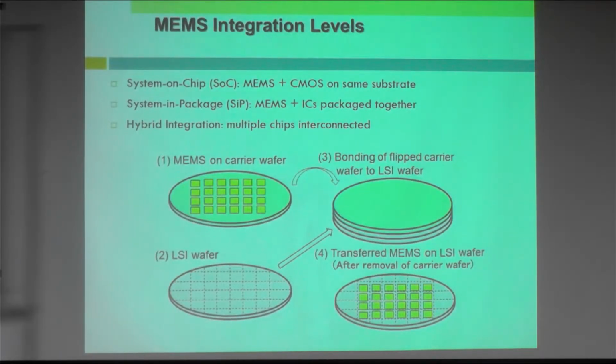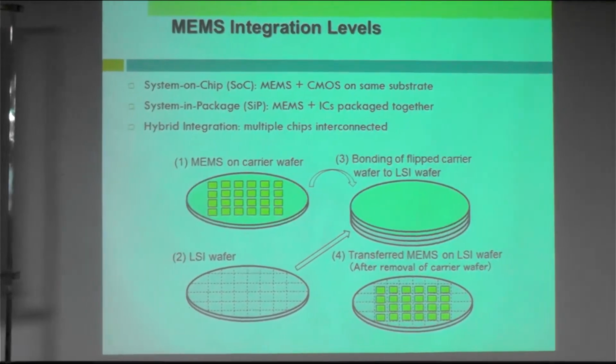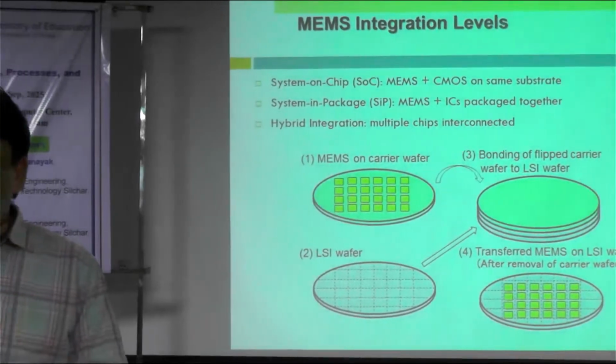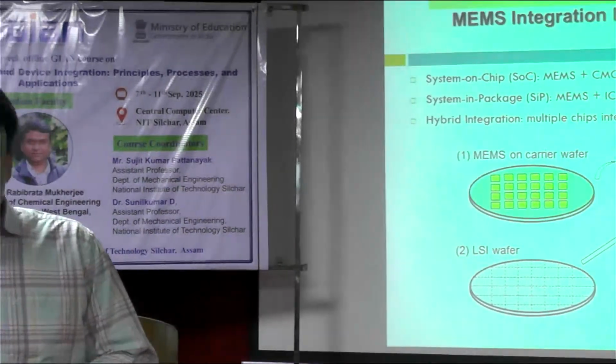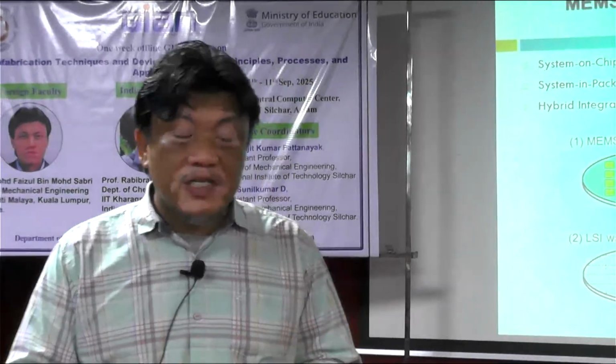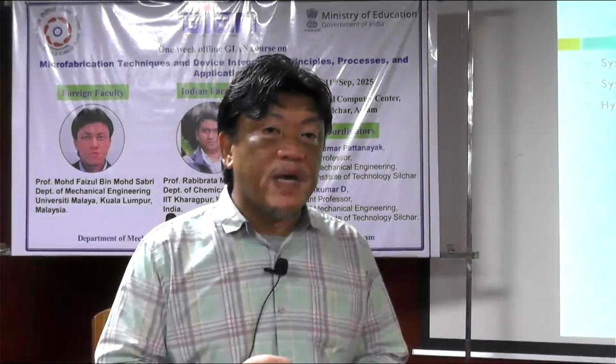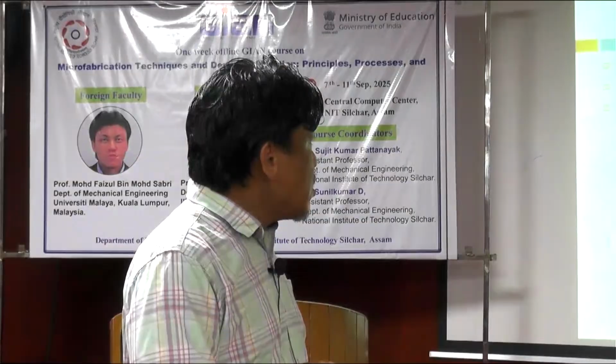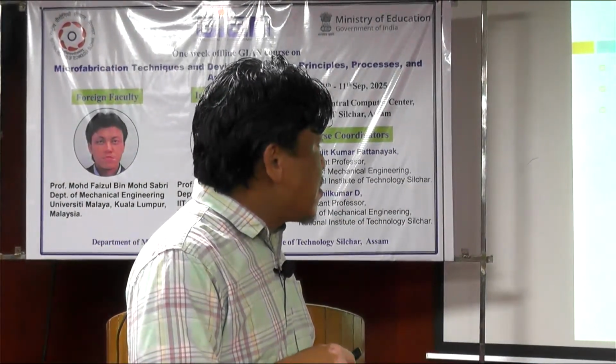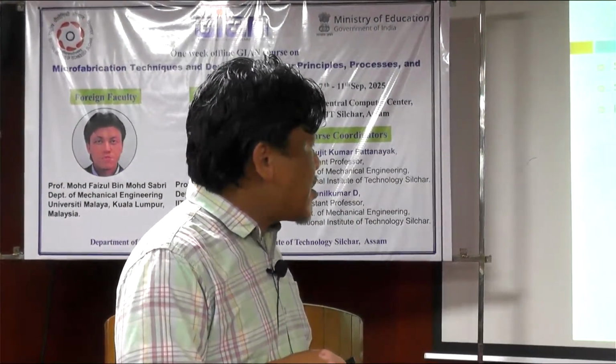So, MEMS integration levels. Basically, there are a few MEMS integration levels. One is what we call system on chip, or SoC, where we have MEMS devices with a CMOS on the same substrate. So from the beginning, the design is about designing the MEMS and CMOS at the same time, meaning from the design stage, you integrate the CMOS and also the MEMS devices at once. And the process will go through on the same substrate until the end.